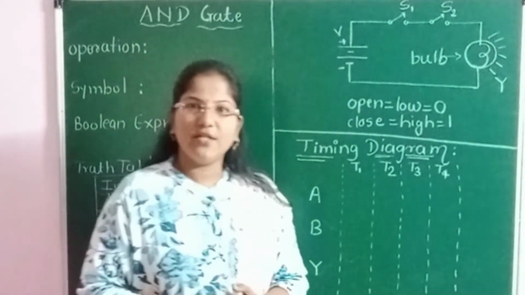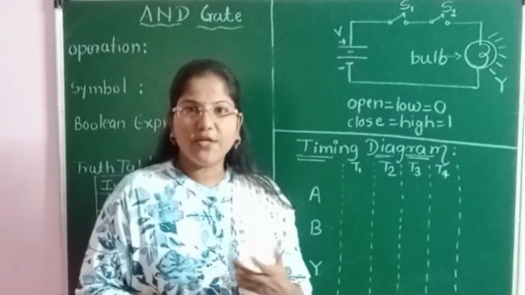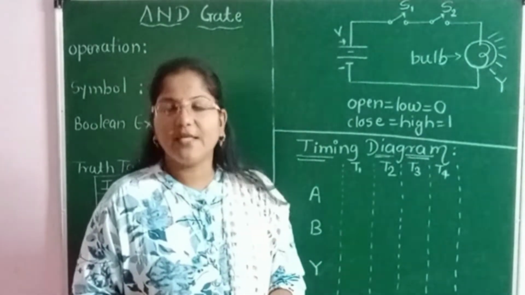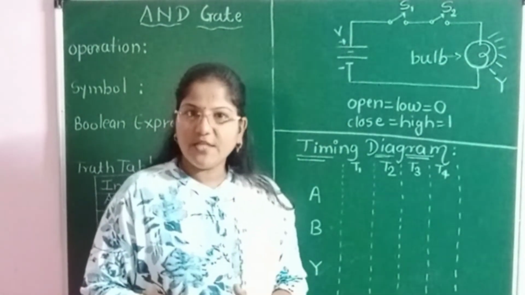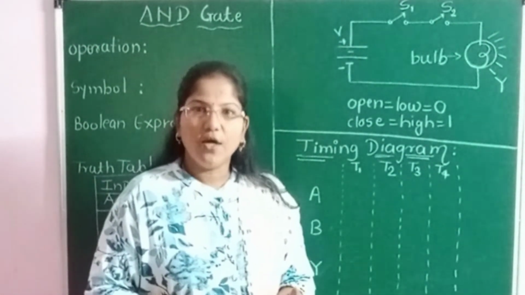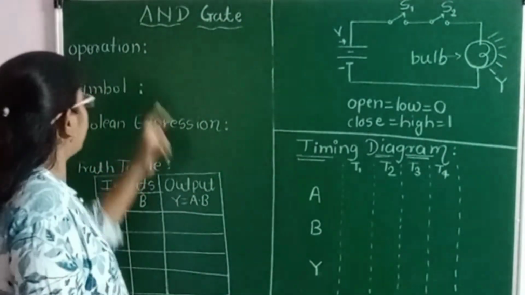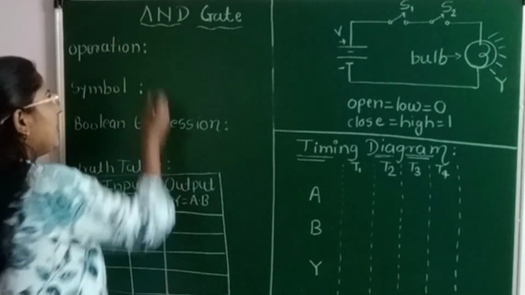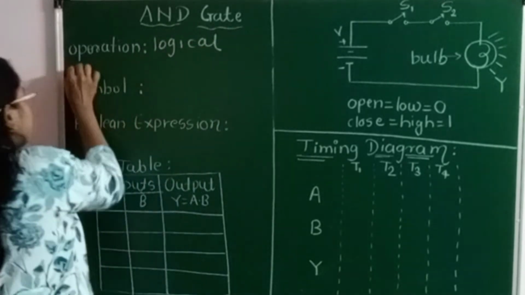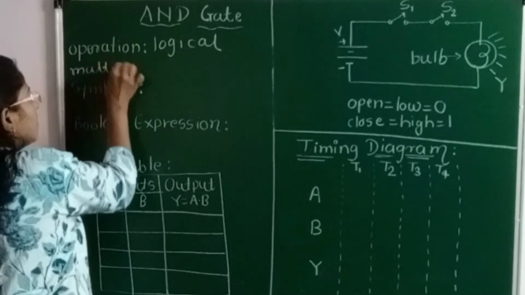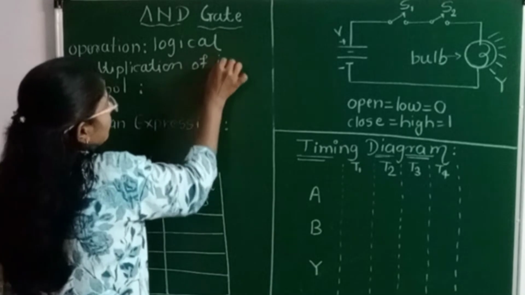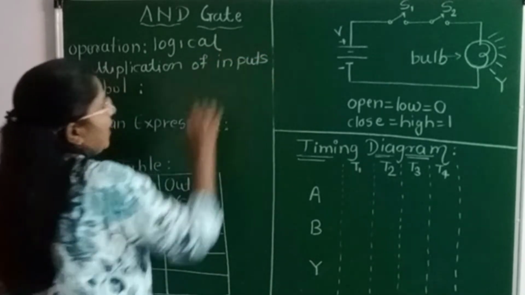This AND gate is used for taking the multiplication of its inputs. So the AND gate takes two or more than two inputs and gives one output. But in today's video, I am going to consider an AND gate which accepts only two inputs. So the first important thing is the operation of the AND gate: it is used to take the logical multiplication of inputs. This is the operation of the AND gate.